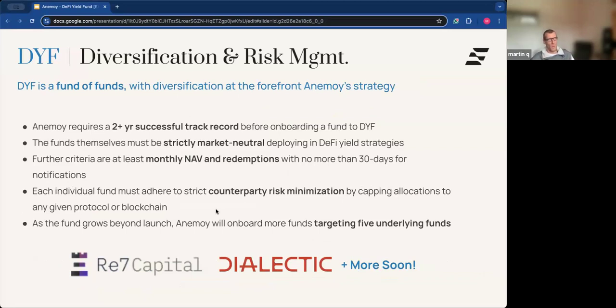A few of the details on how we select the funds. There's much more to talk about, but just to give you a glimpse: at least a 2-year successful track record, a proven market-neutral strategy, and monthly NAV and redemption, to provide you with the capability to redeem every month. And the funds themselves, of course, have a diversified portfolio across different strategies, have a specific size, etc.